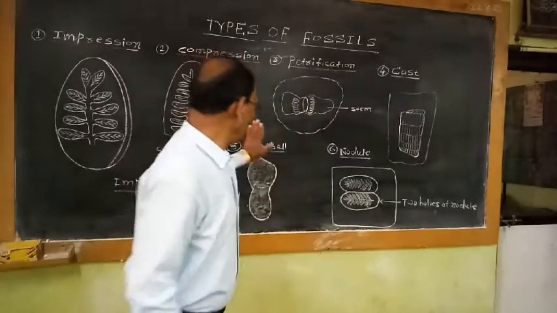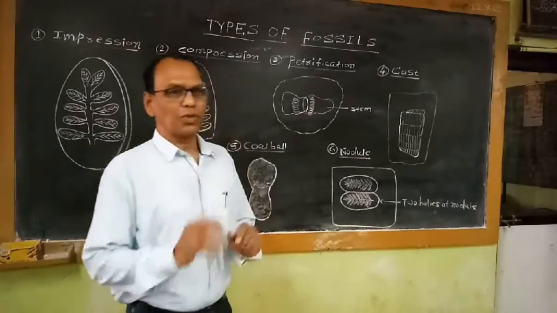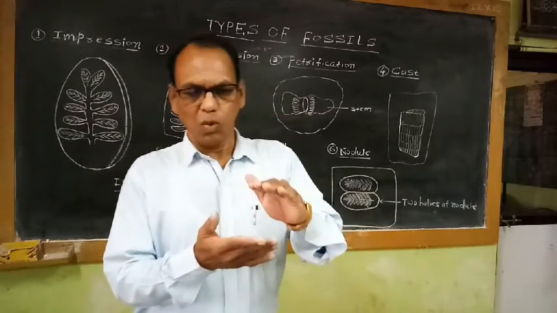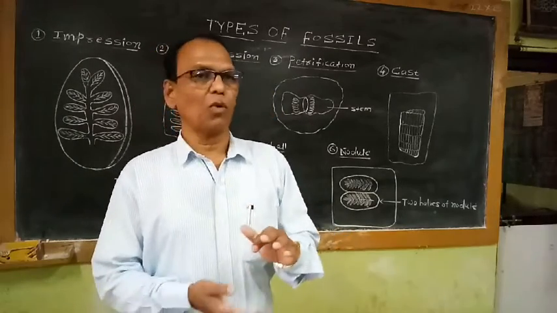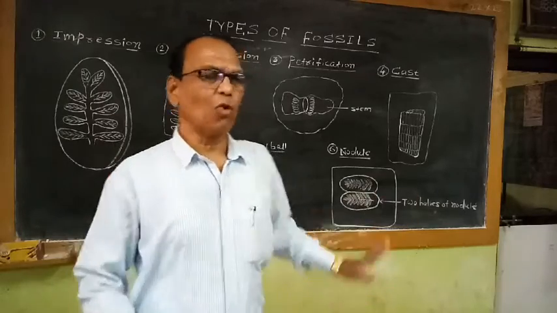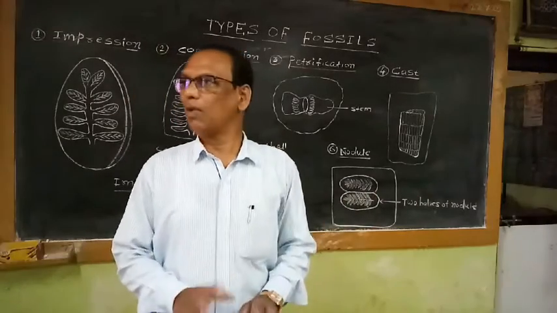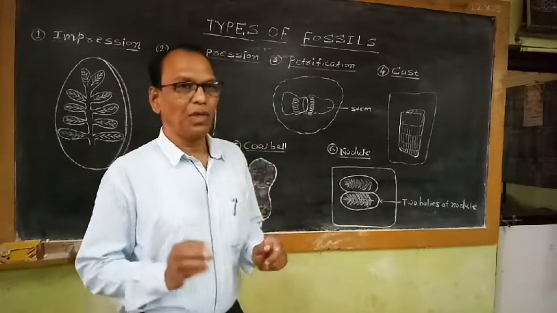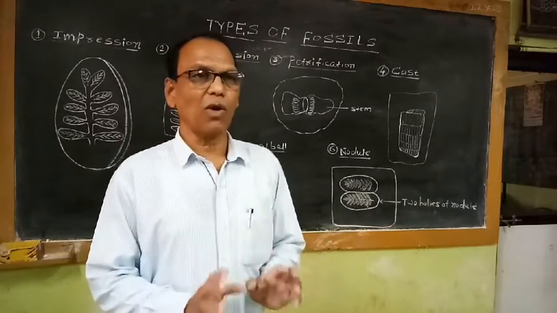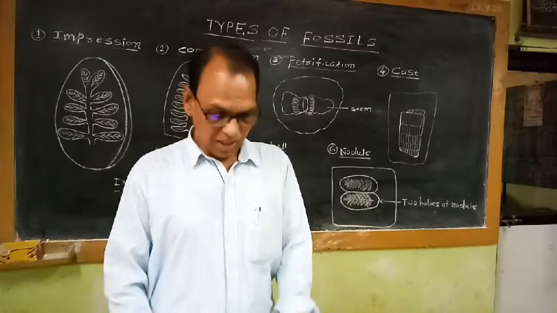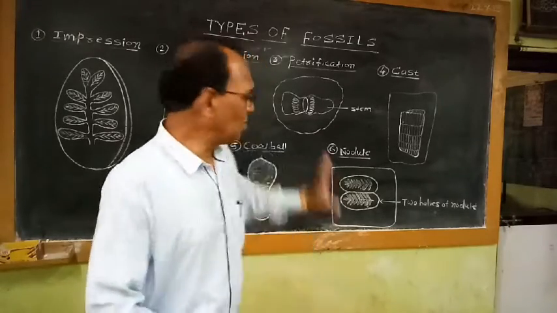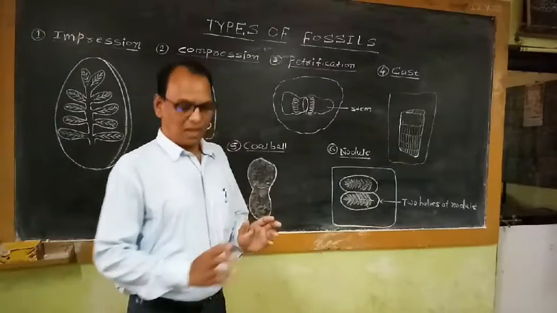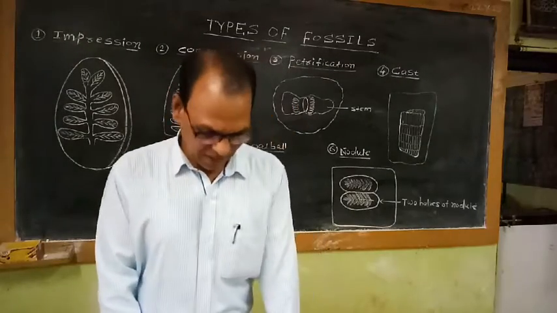Generally these coal balls are found in groups. That means in between two layers of the coal, a group of these coal balls is reported. That means these types of fossils, coal balls, are generally found in the form of groups. They are not found isolatedly or singly. That means groups of such coal balls are found in the coal mines.